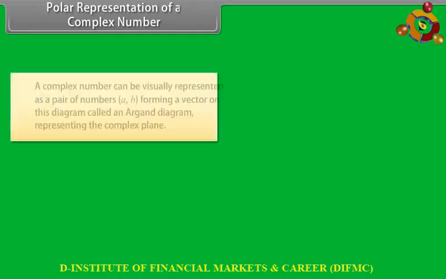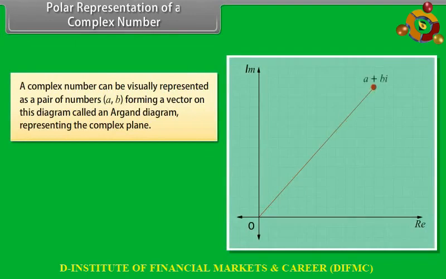Polar representation of a complex number. A complex number can be visually represented as a pair of numbers a, b, forming a vector on a diagram called the Argand diagram, representing the complex plane.